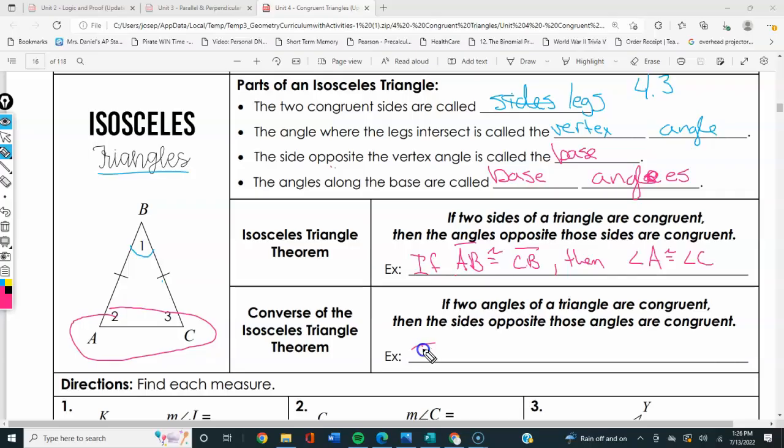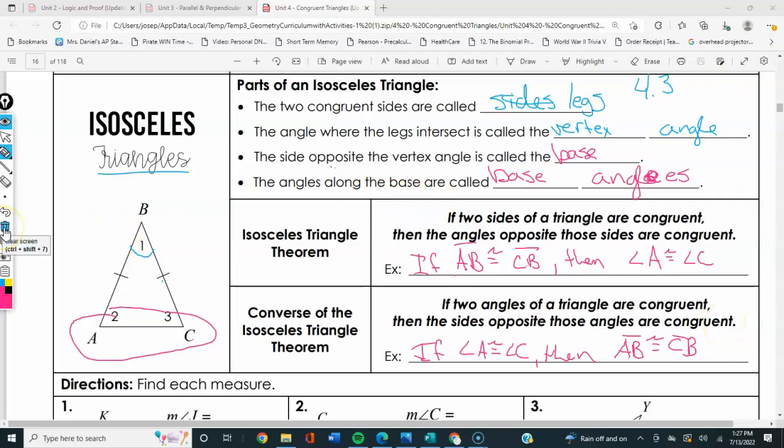So I could have said, if angle A is congruent to angle C, then AB is congruent to CB.